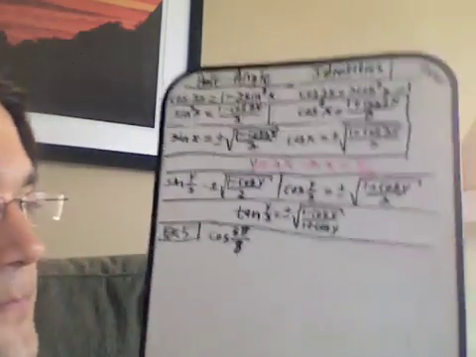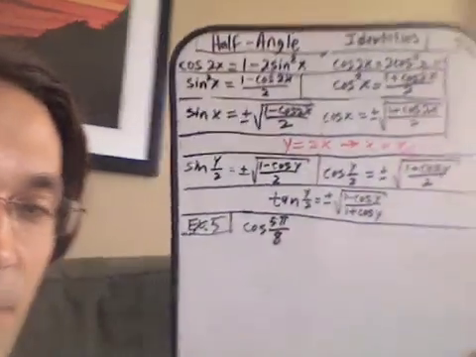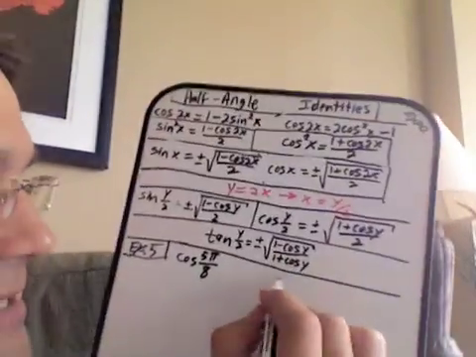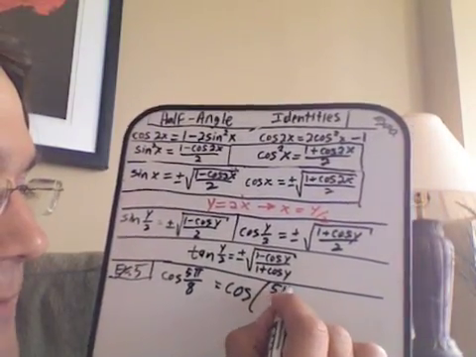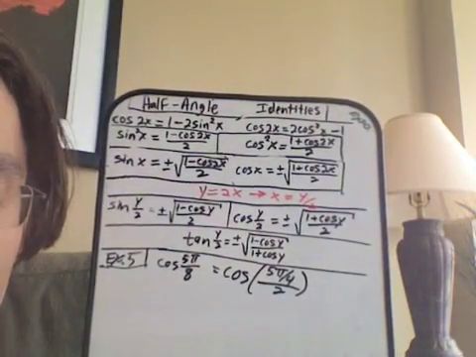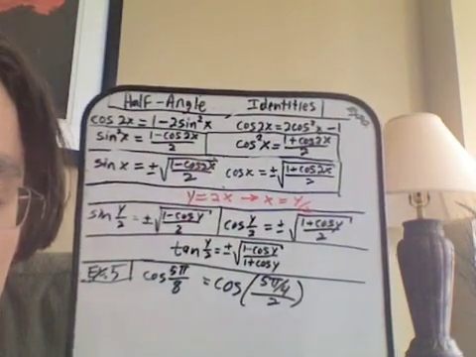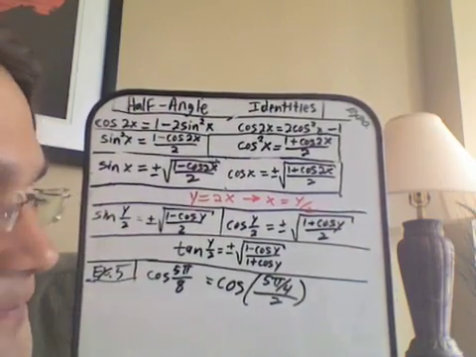Let's solve an example. If we're asked to find an exact value for cosine of 5 pi over 8, like in example 5, well, we can recognize that that is half of 5 pi over 4, right? Well, why does that help me? Well, I know the sine and the cosine of 5 pi over 4. I know an exact value for it. It's one of our special angles.